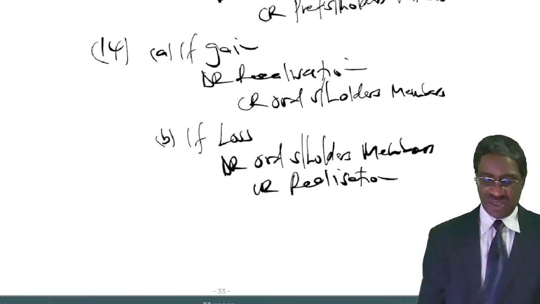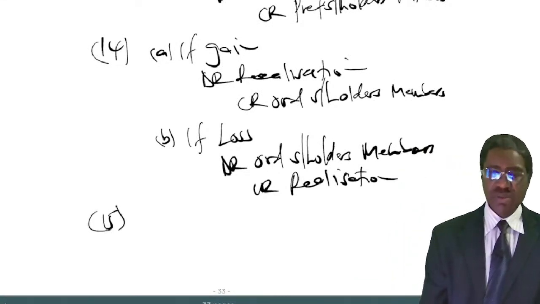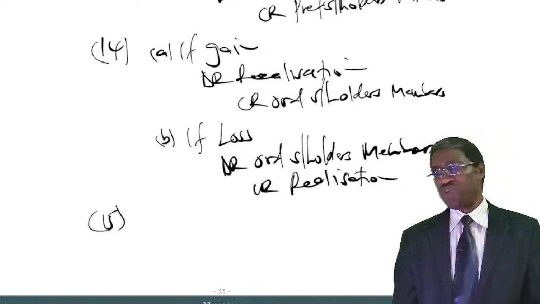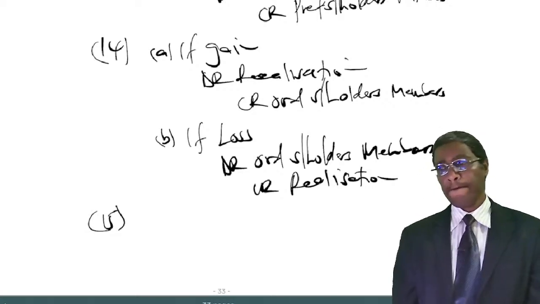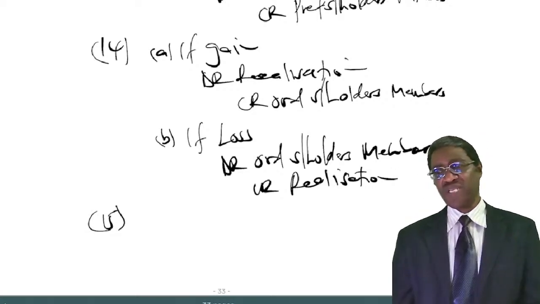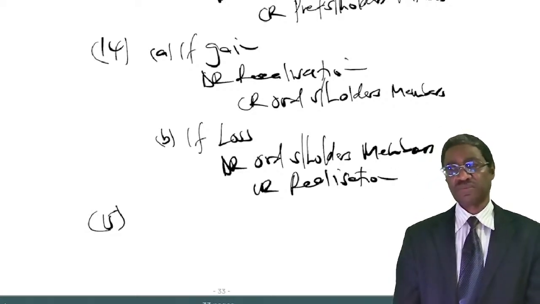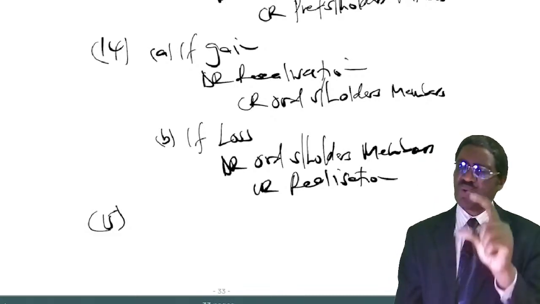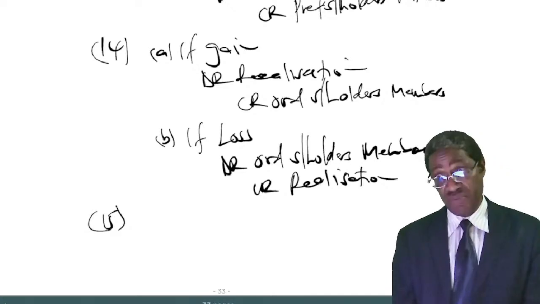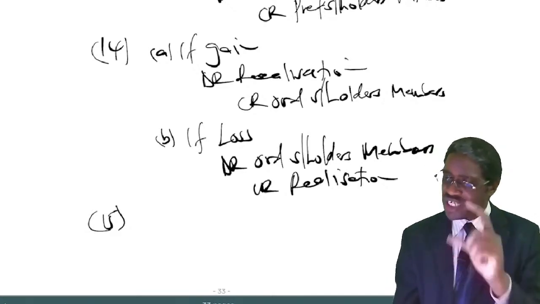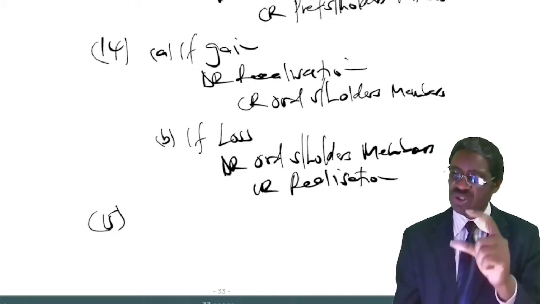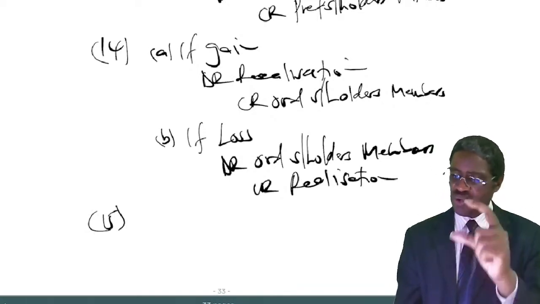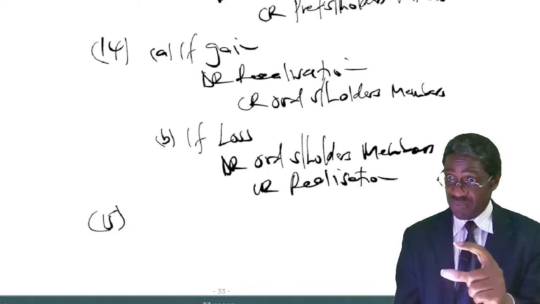Finally, number 15. Pay the ordinary shareholders what is due to them.